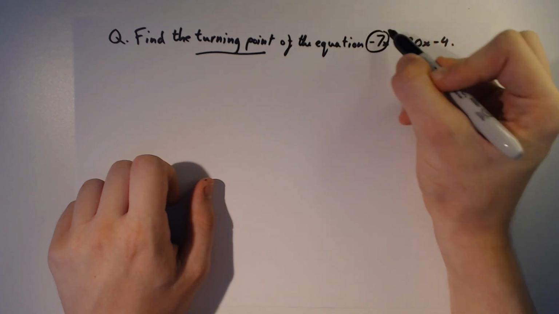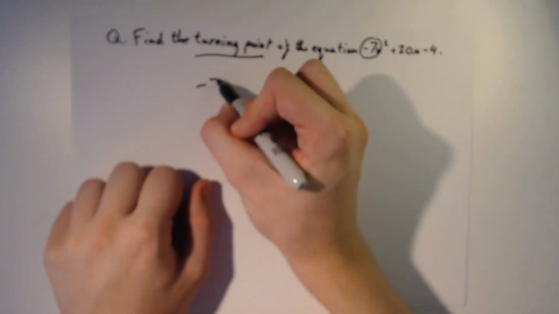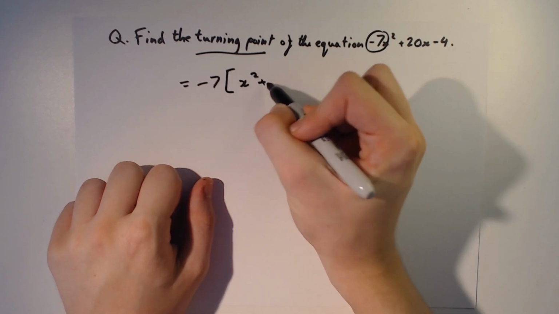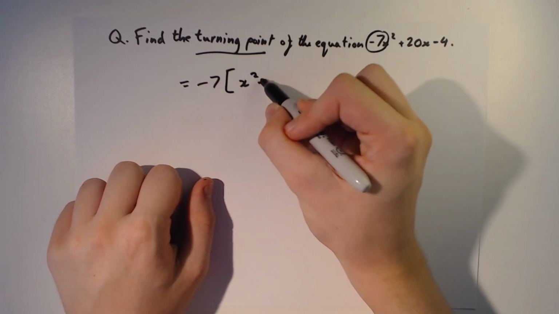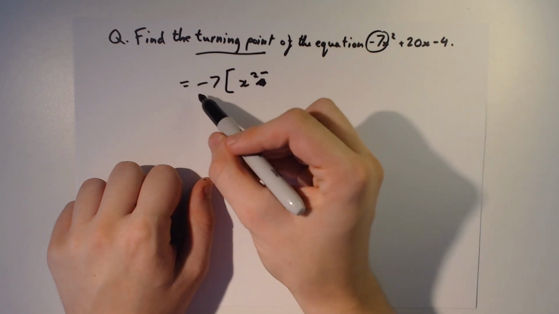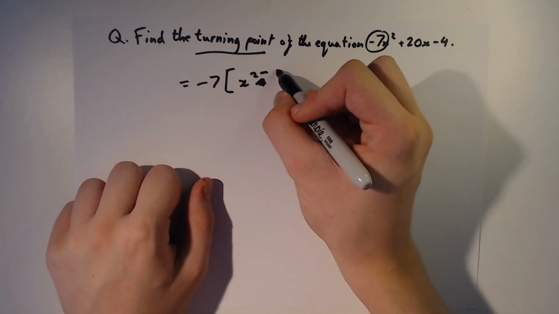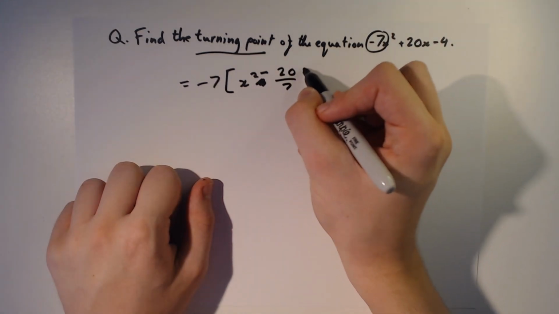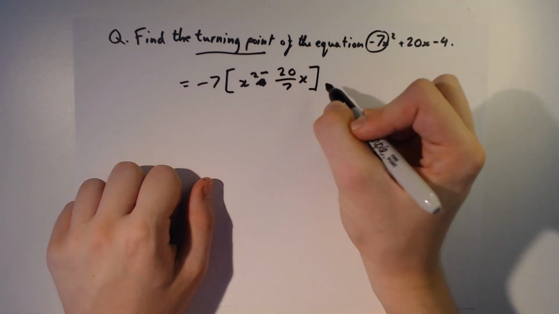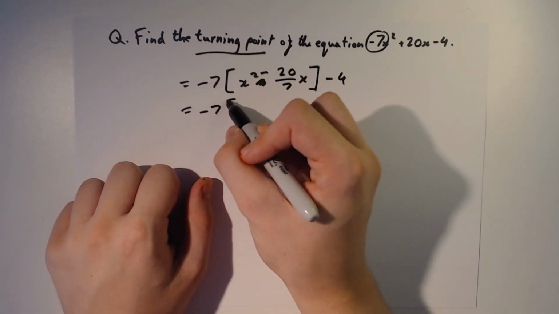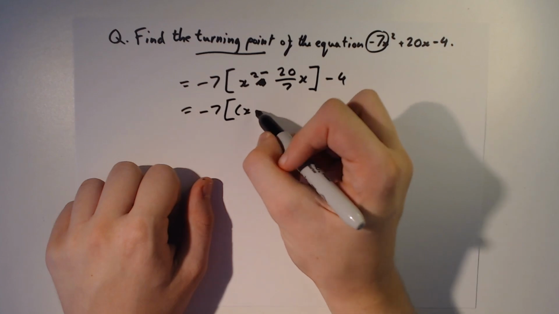But first, we have to get rid of this minus 7 in front. So this is what we do first. x squared plus, no, not plus, minus, because negative times negative is plus, 20 over 7 x minus 4. Then we do what's in the middle and factorize that.